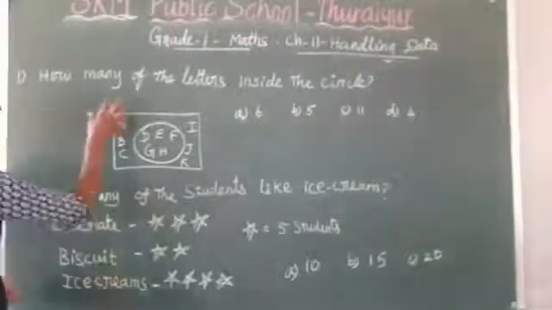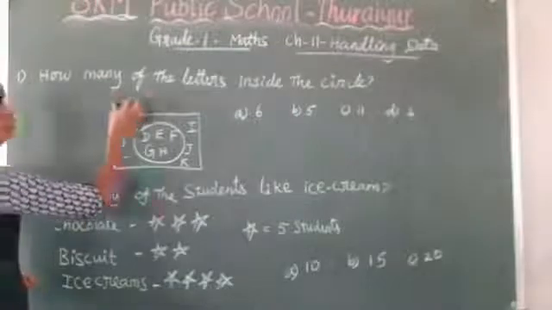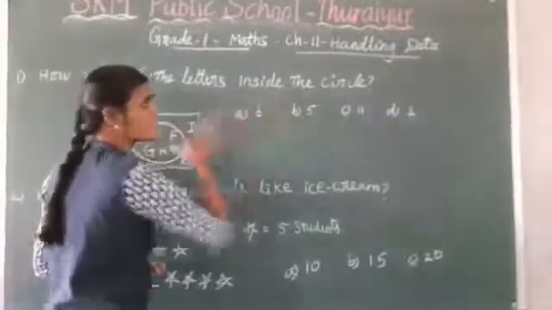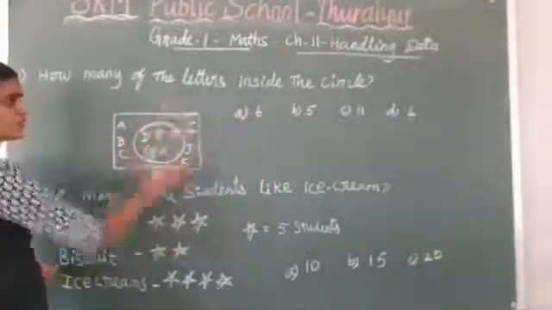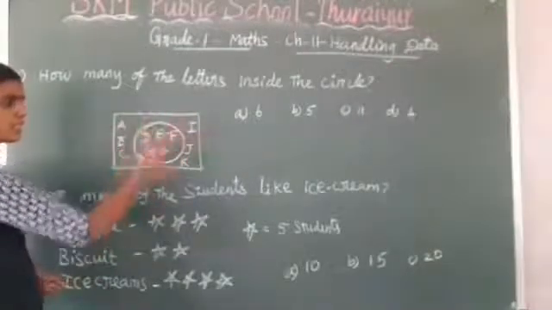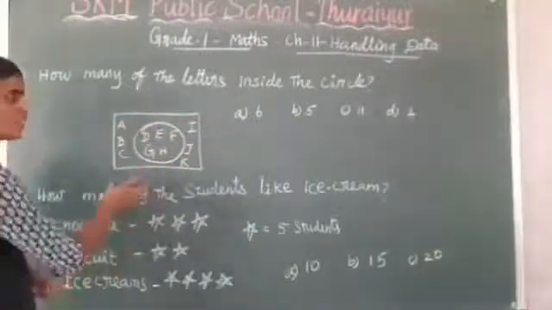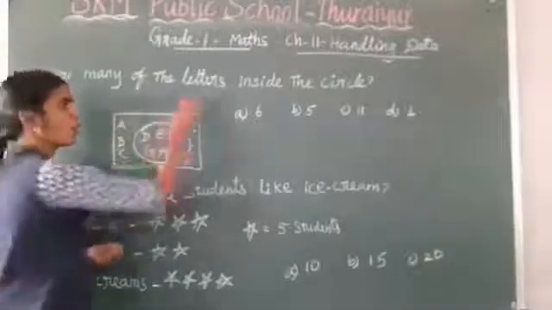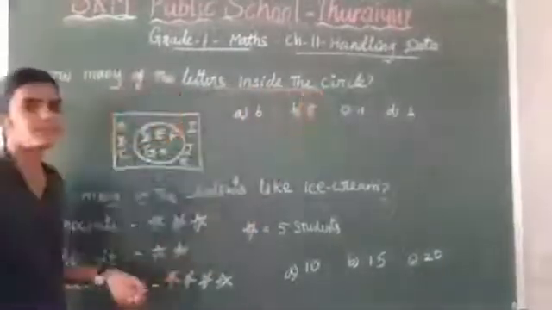Now, how many of the letters are inside the circle? See here, a picture is given. First, one rectangle inside one circle. So many letters are here. In this, how many letters are inside the circle?